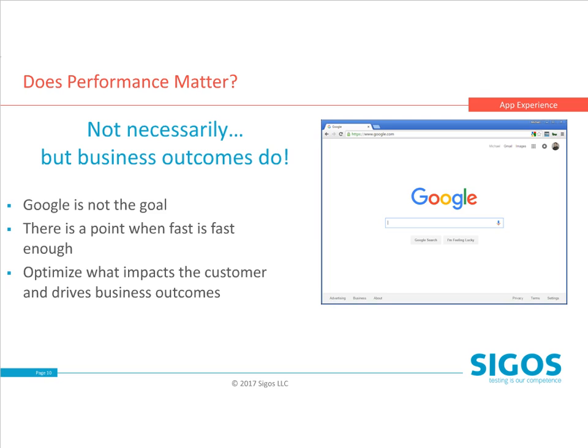Right? Is Google your goal? Probably not. And there is a point when fast is fast enough. Right? You're going to start hitting the point of diminished returns. So you want the perception of your customers to say, yes, this is quick enough. You want to make sure that you then focus on the things you can control.